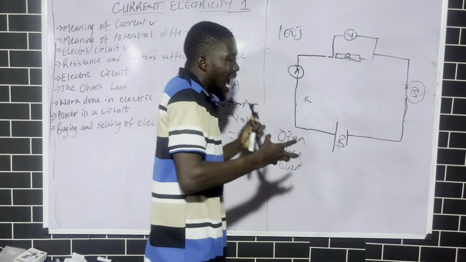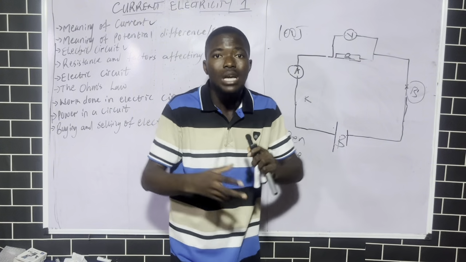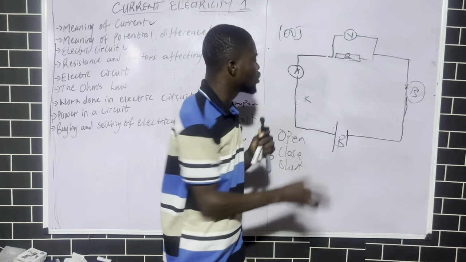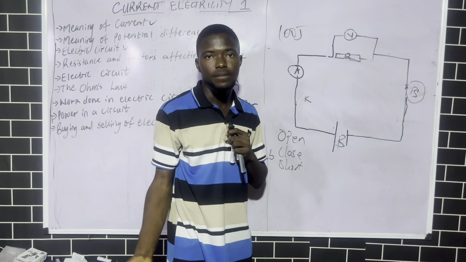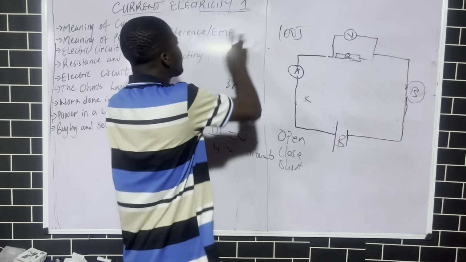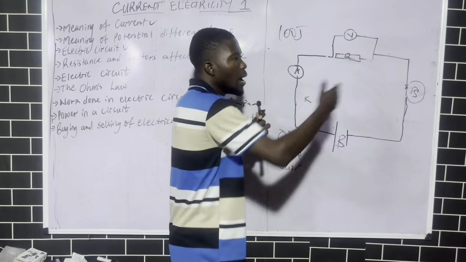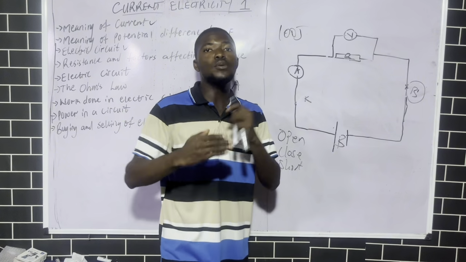The EMF is actually the energy the battery has to produce, the actual amount of energy. Once the EMF finishes, there's nothing. So it is from this EMF we get potential difference. Potential difference here, potential difference here. So potential difference is actually between two points.